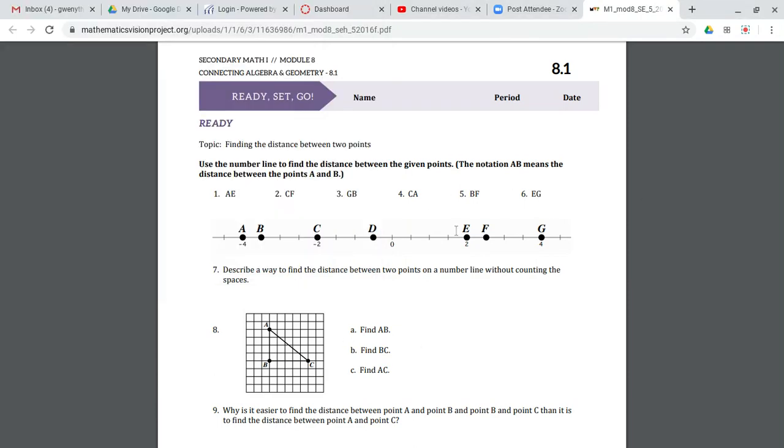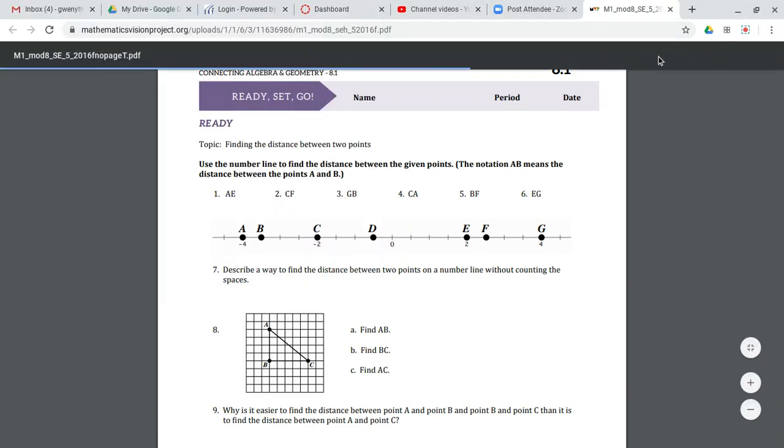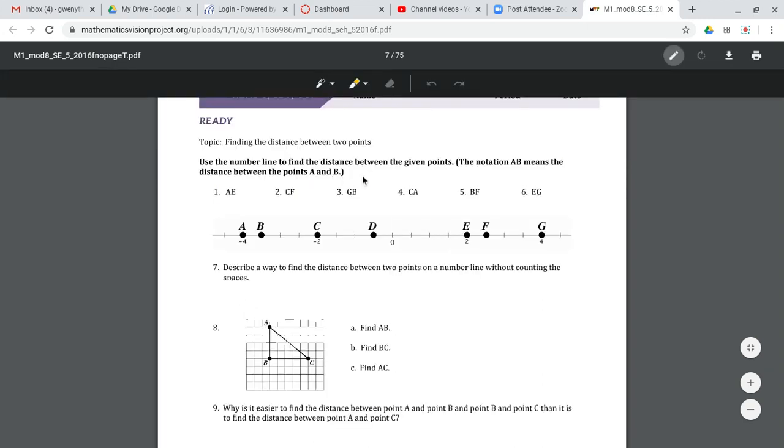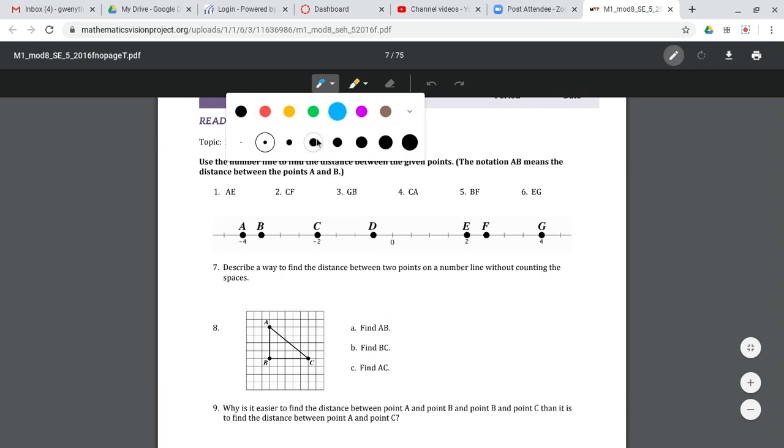All right. So what we're looking at here, and let me get my annotate set up. I forgot to do that. Sorry. We're looking at finding the distance between 2 points. So we're going to use the number line to find the distance between given points. The notation AB means the distance between the points A and B. So let me get my little pen all set up.